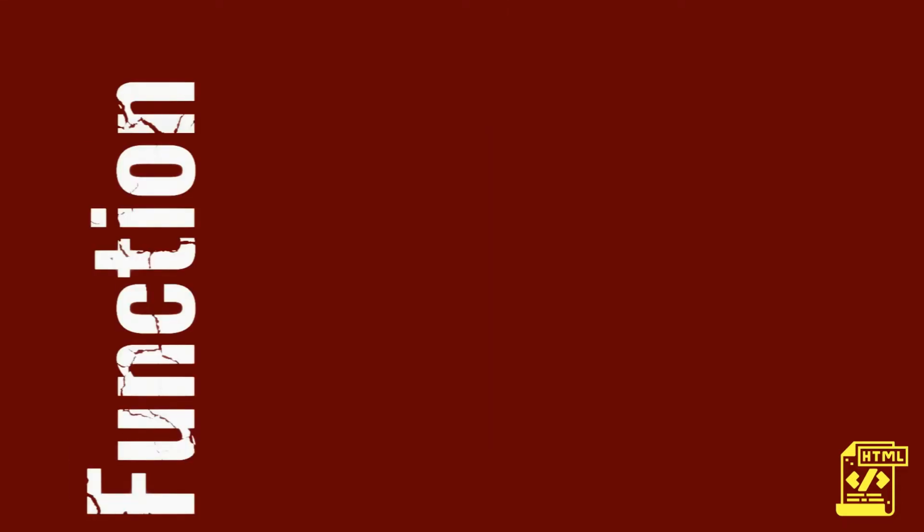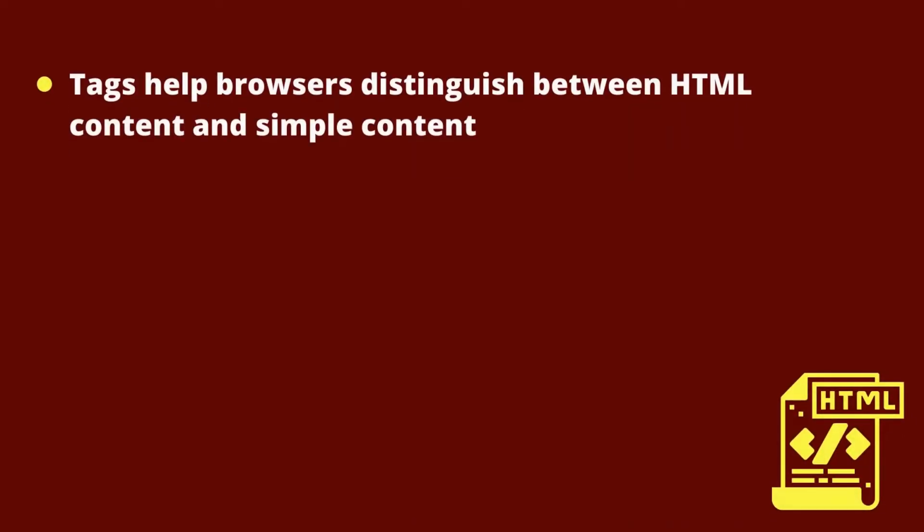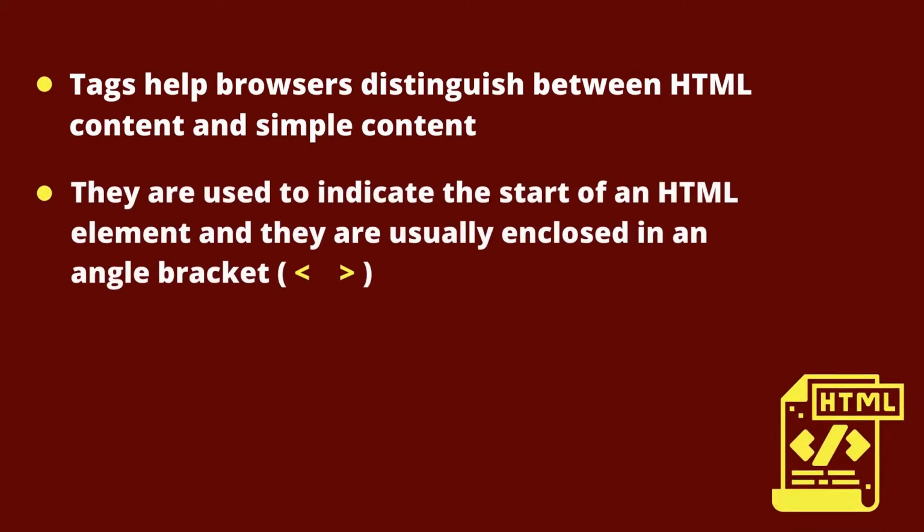Let's learn more about HTML tags, shall we? HTML tags function like keywords, in the sense that they define exactly how web browsers should format and display content. In other words, tags help browsers distinguish between HTML content and simple content. HTML tags are used to indicate the start of an HTML element, and they are usually enclosed in angle brackets. In case you don't quite get it yet, it's okay. Here are some examples of HTML tags.